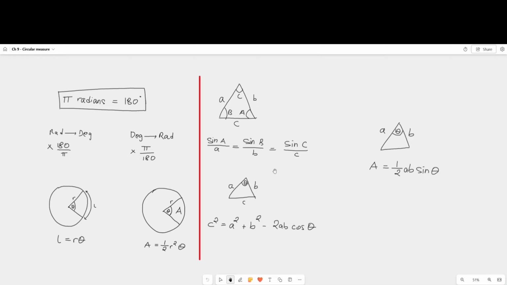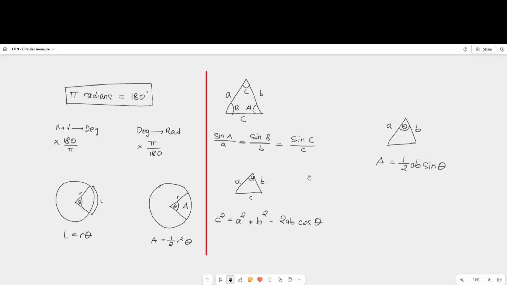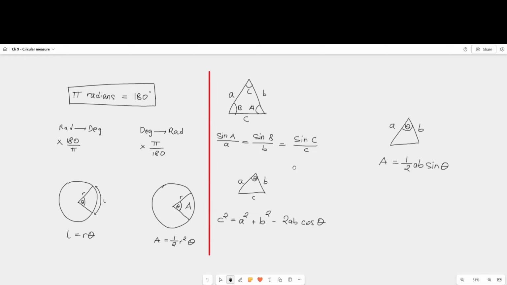In this video we will be talking about chapter 9, which is circular measure. So let's get started. As you can see, this is the shortest chapter by a lot. I can fit the entire whiteboard on this one page.